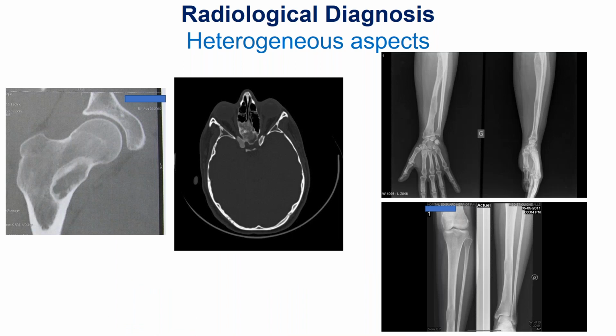This is an example on the left-hand side of actually a differential diagnosis. This is probably a bone cyst that you are seeing, because there's not that much of granulous appearance on this CT scan. In the middle of the slide, this is a typical CT scan of an ethmoidal involvement by FD. And on the right-hand side, you will see typical lesions with the expansion of the bone, granulous appearance in the radius, and also the tibia and fibula.